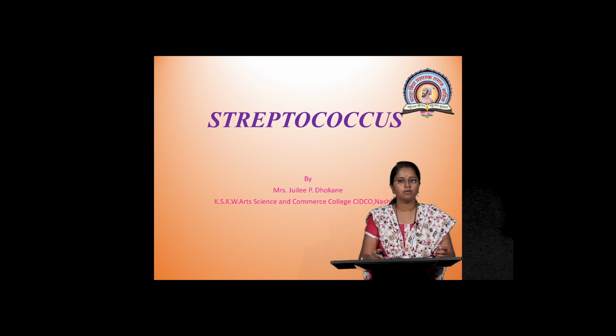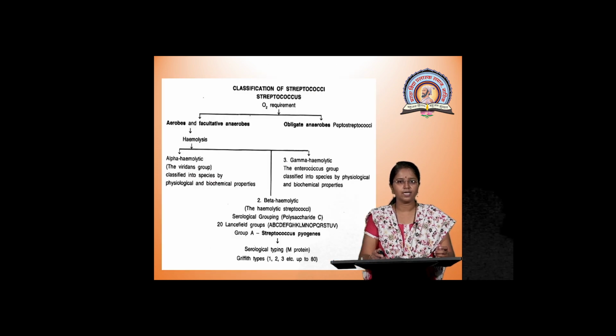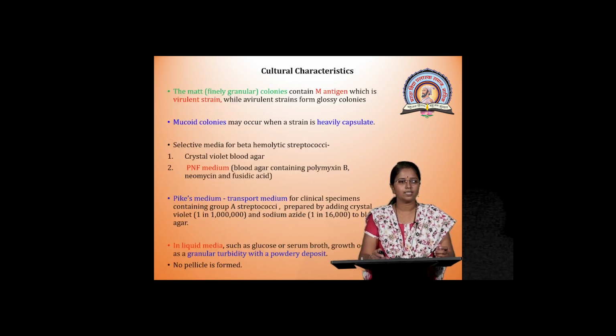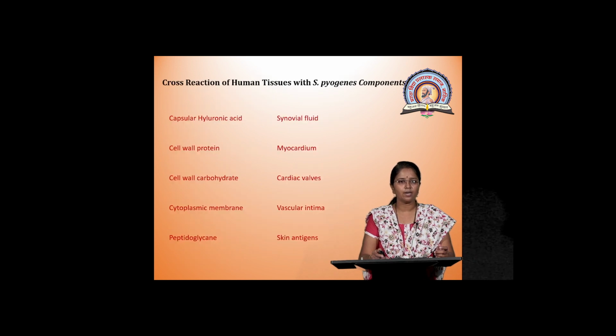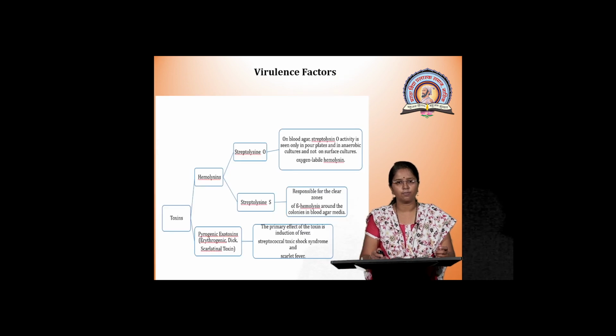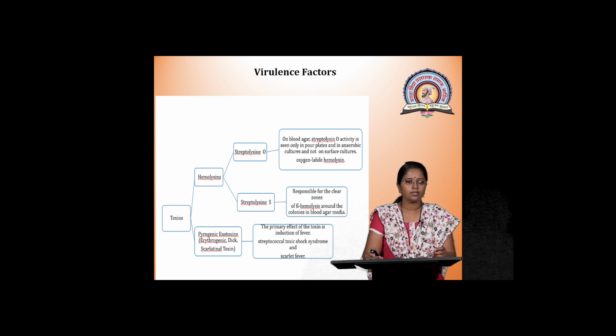So Streptococcus, which is gram-positive cocci causing pyogenic infection. In the last lecture, we saw the morphology, classification, then we studied the details of cultural characteristics, biochemical reactions, cross-reactivity and antigenic structure of streptococci. In today's lecture, we are going to see the virulence factors and the effect of all these virulence factors of streptococci on the body. Streptococci produce toxins.